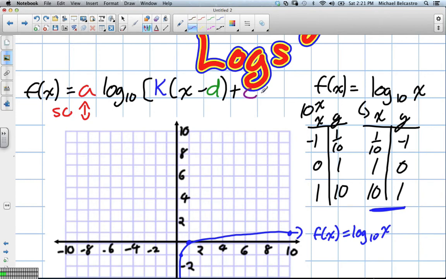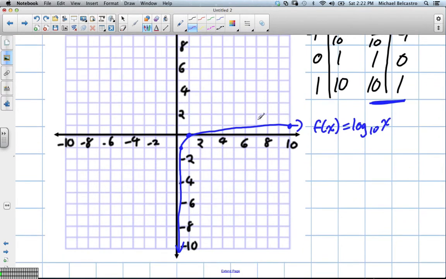K does horizontal stretches and compressions, and technically flips, just like A flips it on the XY axis. D moves left and right, and it inverts: if the whole value is negative, we go to the right, and if the whole value is positive, we go to the left. Finally, C does the same idea, up and down, except positive is up and negative is down. So let's take a log function and transform it one step at a time.